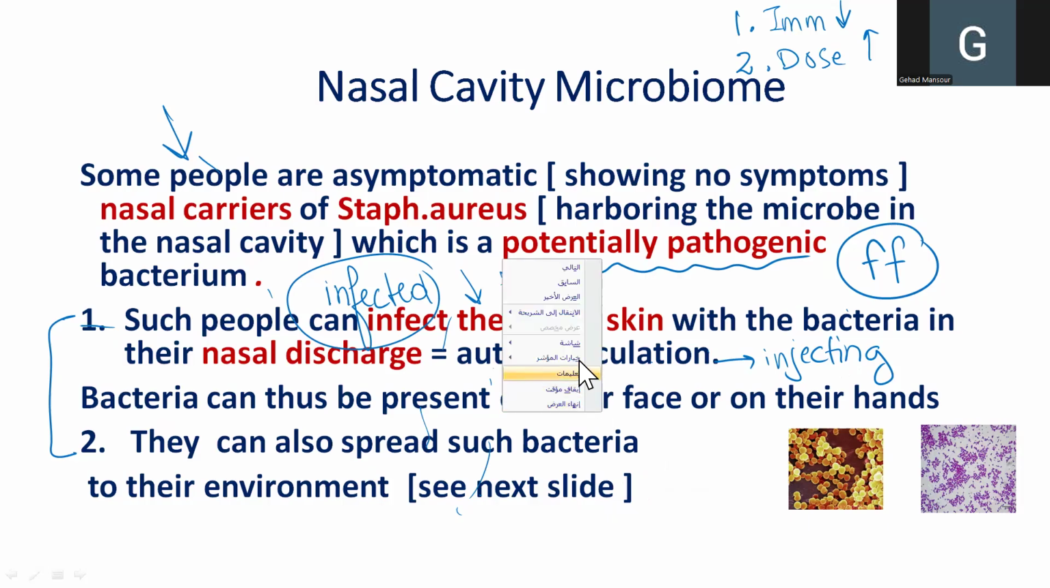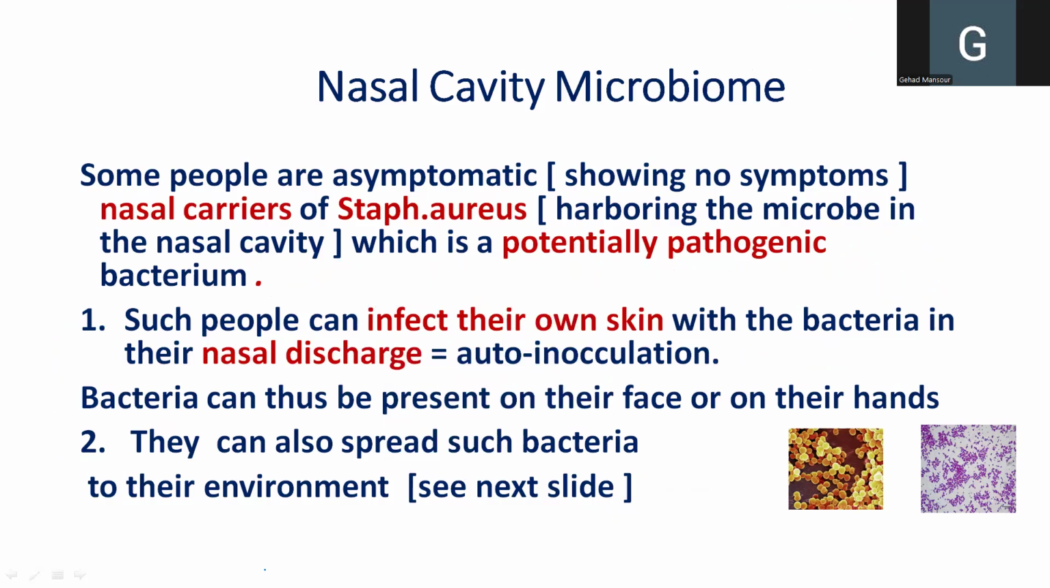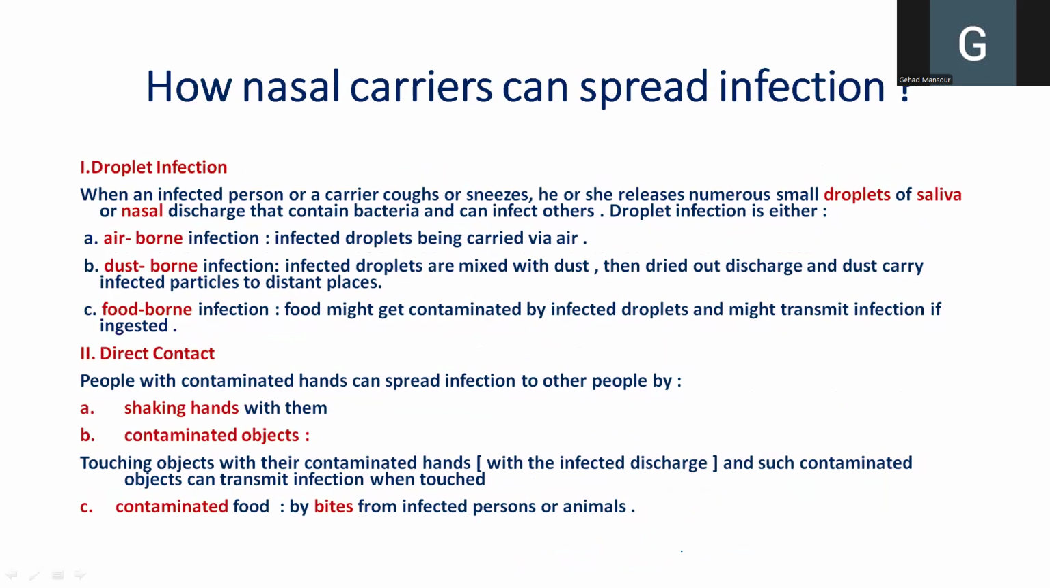Another important question is, why are nasal carriers in particular risky to the community? Because people do not know that they have those bacteria inside, and since they do not know, they do not take the necessary precautions, like, for example, leaving a safe distance between you and the patient. Of course, the routes by which the infection is spread are very important.